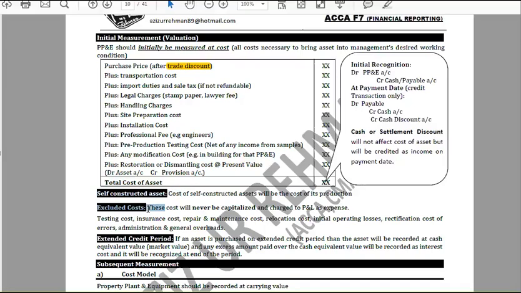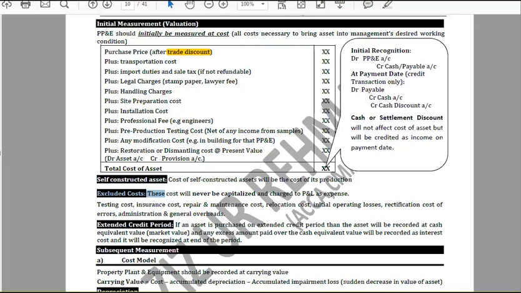Excluded costs. Students, this is a very important point from an MCQ perspective. Please remember, these are the excluded costs. These are the costs eliminated by the accounting standard. We cannot record these costs as an asset. First of all, these costs can never be capitalized and are charged to P&L as an expense.